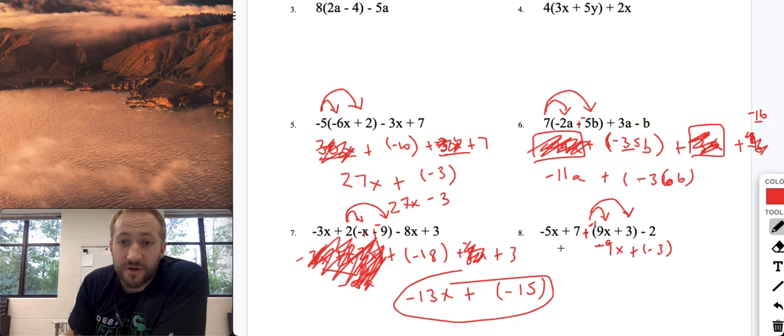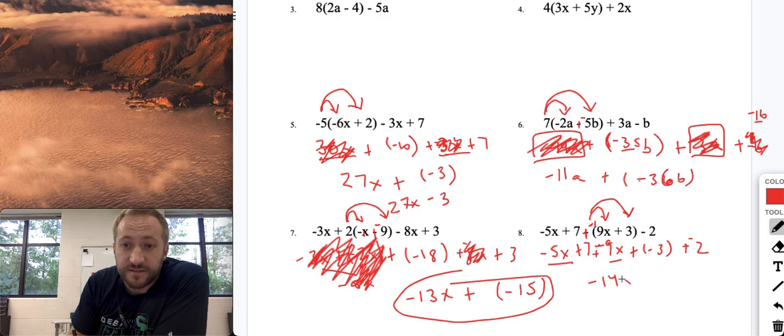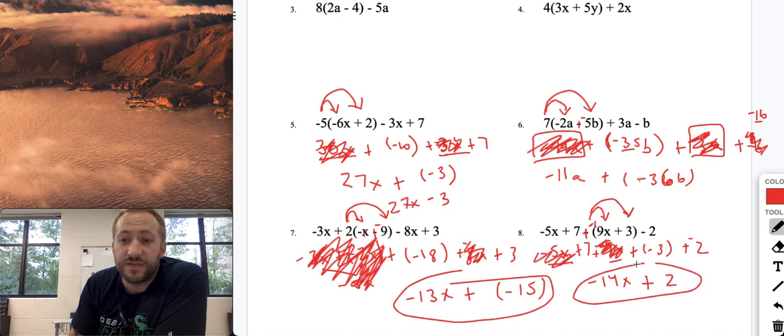And then I'm just going to go and bring down everything else. So negative 5x plus 7 plus negative 9x plus negative 3 minus 2. I'll change that to addition and the sign of the following number. Now let's go and add like terms. I have negative 5x, negative 9x. All right, that's all I have for that. It's negative 14x. Mark those out because I'm done with them. And then 7 plus negative 3 plus negative 2. Let's see, negative 3 plus negative 2, that's negative 5. Plus positive 7, that's positive 2. I'm left with negative 14x plus 2.